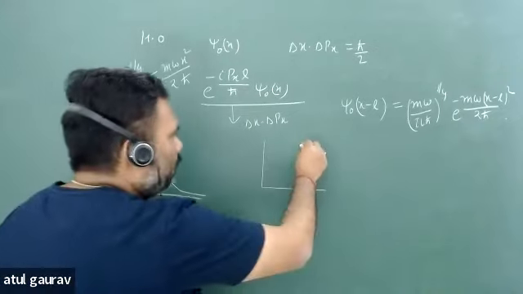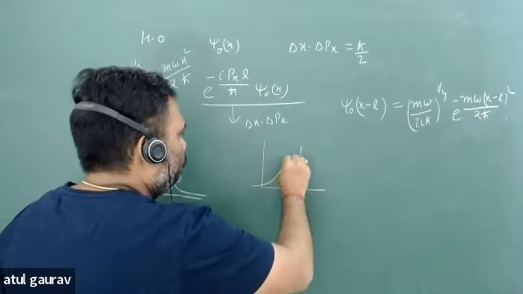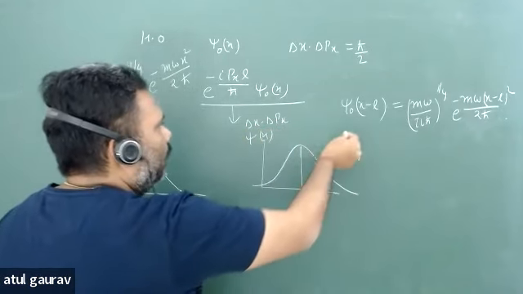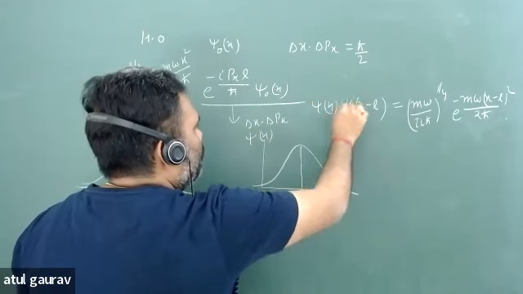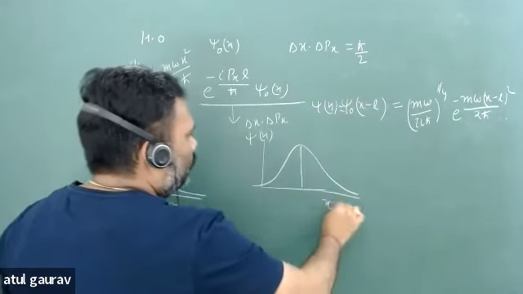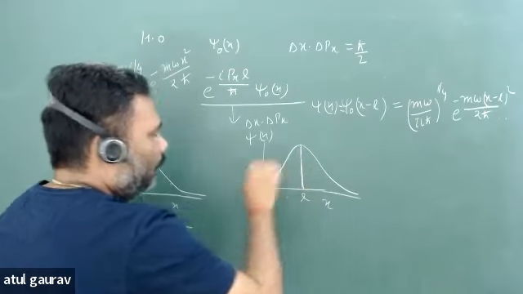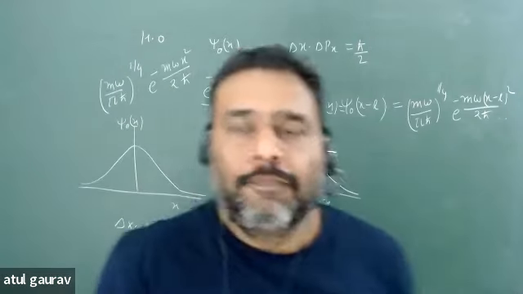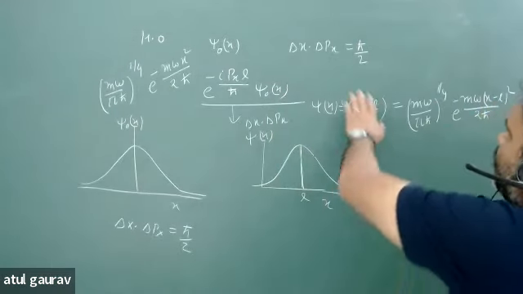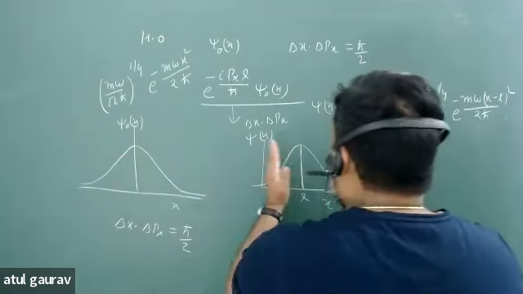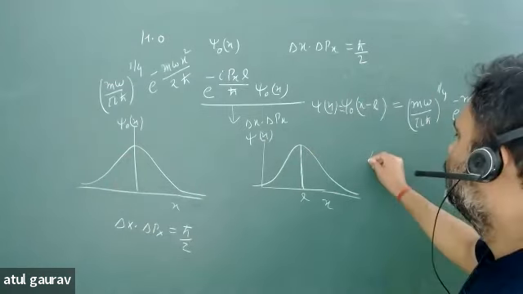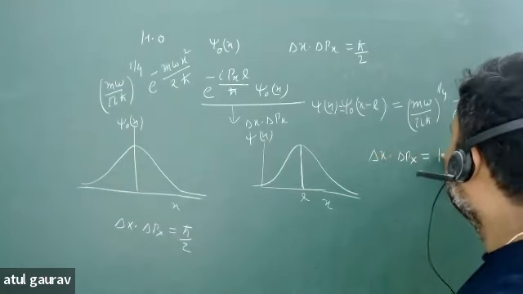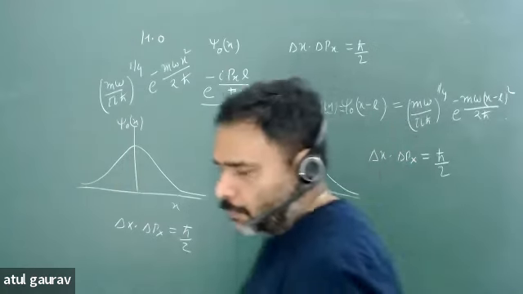Now it is just symmetric about x is equal to L. And this is my new psi x. New psi x is basically psi naught of x minus L. So this is symmetric about L. Now, what will be the nature of the Gaussian wave function? If this parameter is not going to change, only the mean position is going to change, then obviously the value of delta x into delta px will again remain the same. That is h cut by 2.